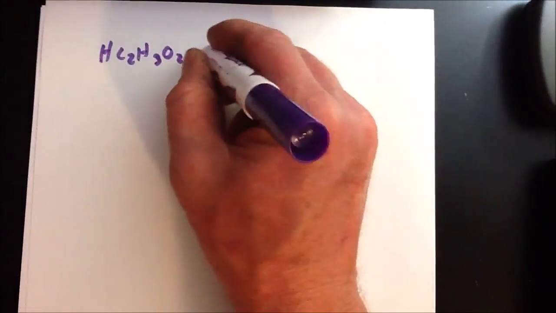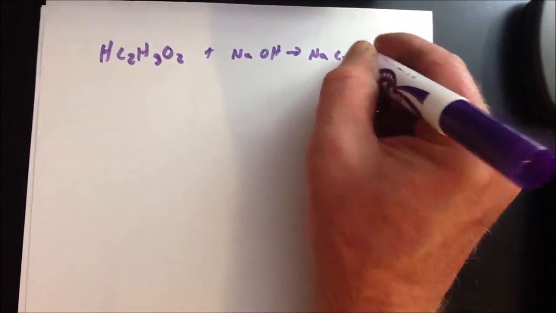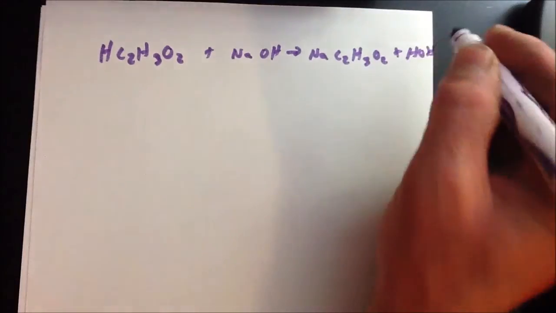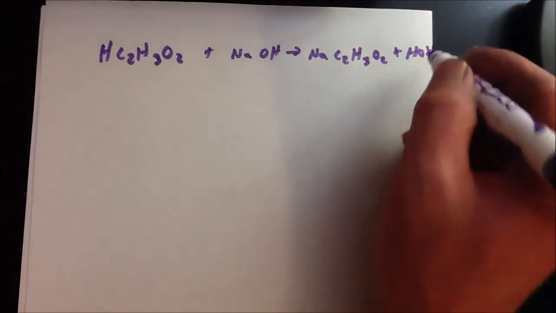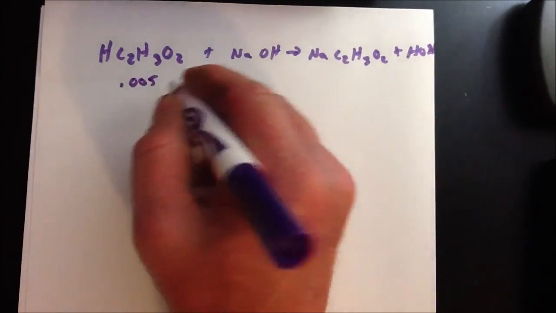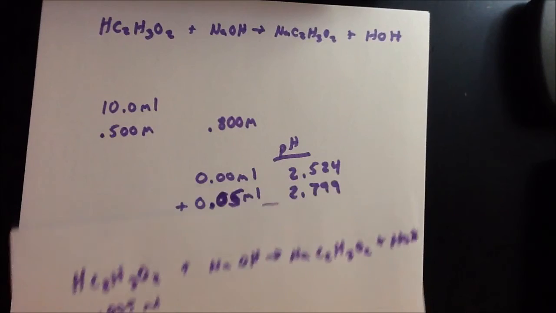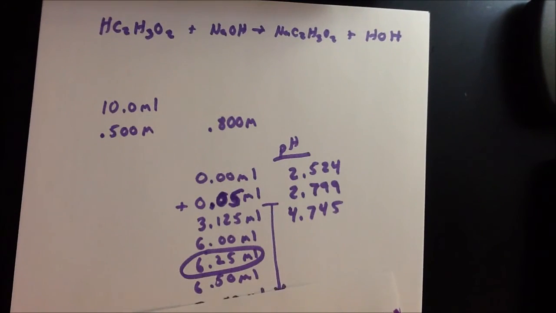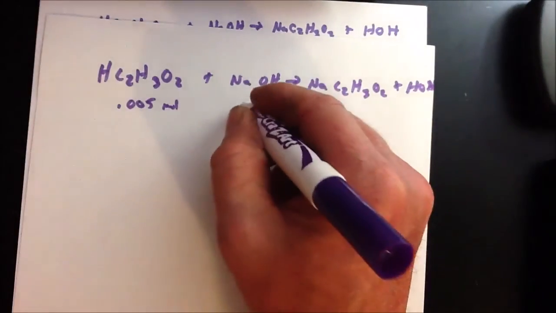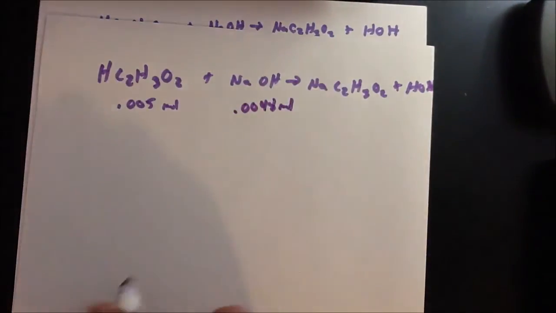HC2H3O2 plus NaOH makes NaC2H3O2 plus OH, and we've got 0.005 moles. And now if we take 6 milliliters times 0.8 molar, I believe we get 0.0048 moles of sodium hydroxide.